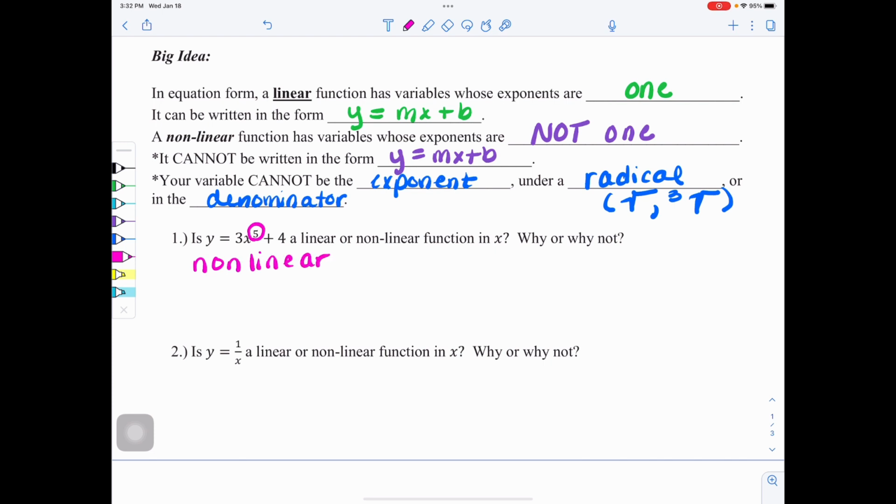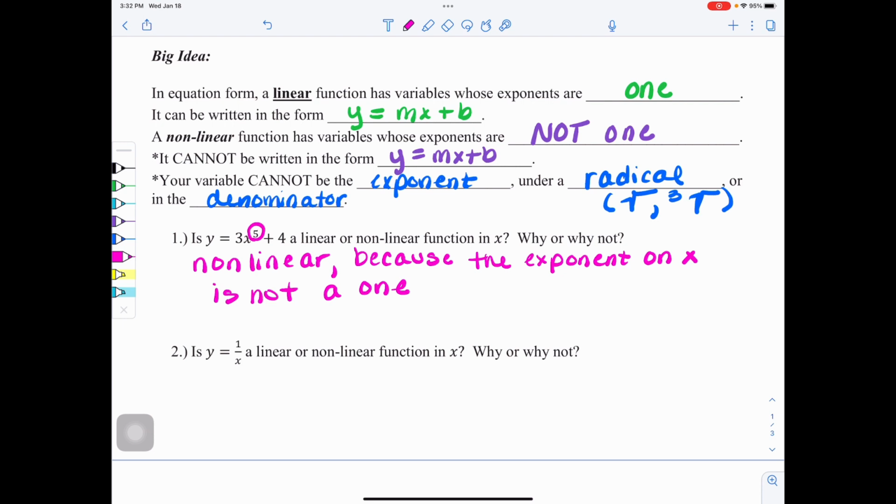And there are a couple different ways I can describe this. The first way I could say is because the exponent, and I'm going to look and see which variable it is. It's x, so the exponent on x is not a 1. So notice, I didn't write that it was a 5. Sometimes it's obvious to tell, but sometimes it's not, and we may make a mistake. So we want to stick to it either is a 1 or it's not a 1. So we'll say it is not a 1.